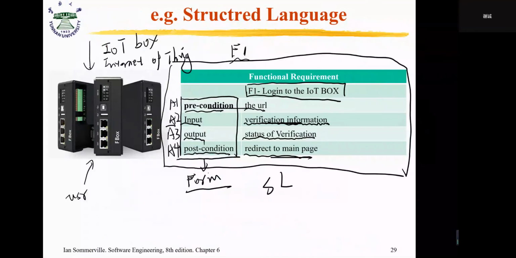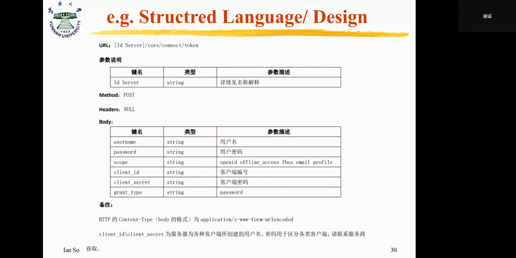This is one kind of structured language, and you can make it more detailed. I will give you a real example: a real example of a system requirement written in structured language. Everyone, look here. This is a real example. This is function F1 to log into the box.